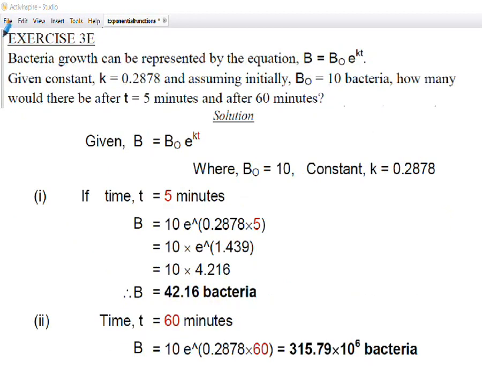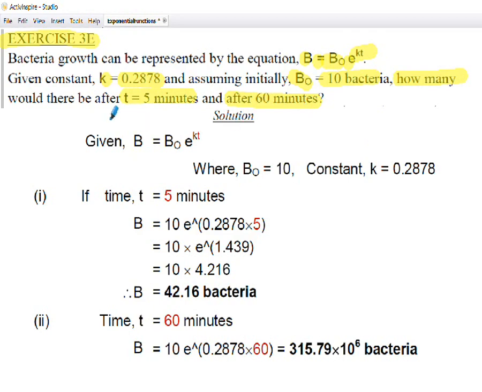Okay, exercise 3E is a very similar kind of question to the previous exercises. It's just that it's actually given us a little context here. It relates to bacteria growth, and we're given an equation that B is equal to B0, a constant, multiplied by e to the power of kt, where k is a constant and t is time in this case. We're given the constant k is 0.2878, and we're given the value of B0 is 10 bacteria. We've got to use the equation to find how many bacteria there would be after t is equal to 5 minutes and also after t is equal to 60 minutes.